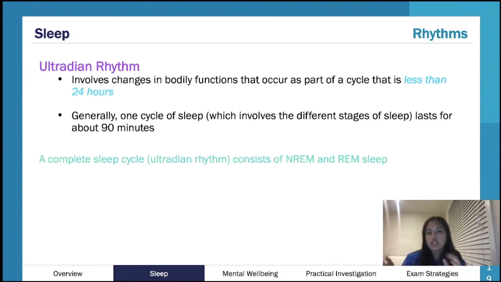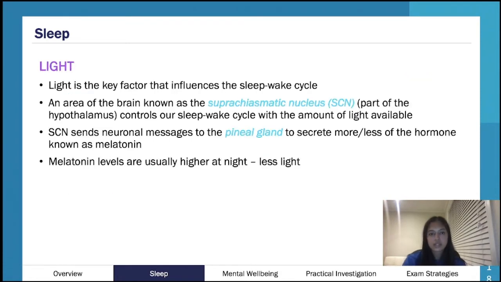Ultradian rhythm, by definition, again, you can imagine there's a lot of bodily functions that would fit into an ultradian rhythm, is any sort of cycle that lasts less than 24 hours. So when we're thinking about ultradian rhythms, we're thinking about those individual sleep cycles. So these go for about 90 minutes, hence less than 24 hours.